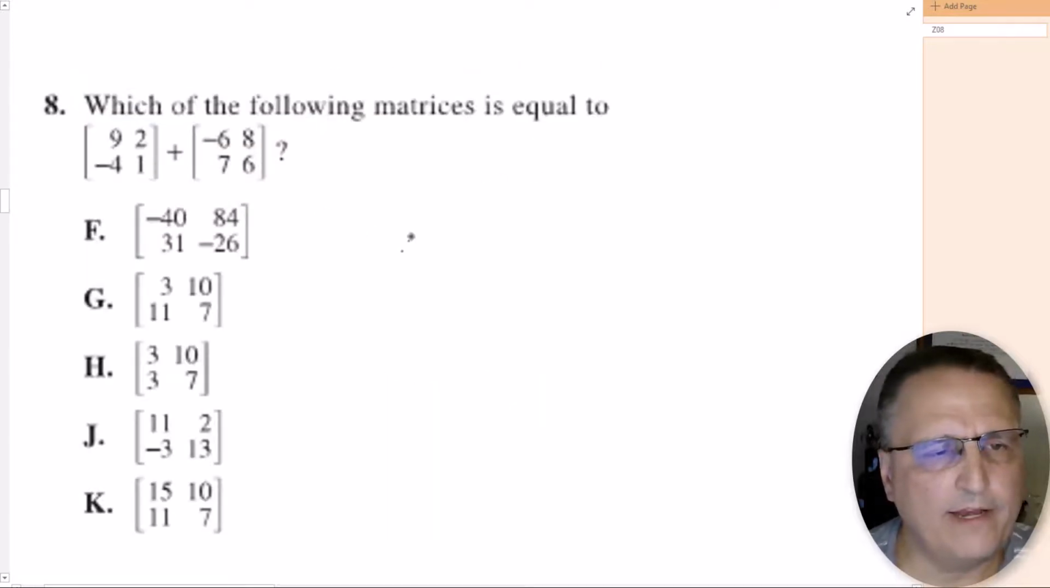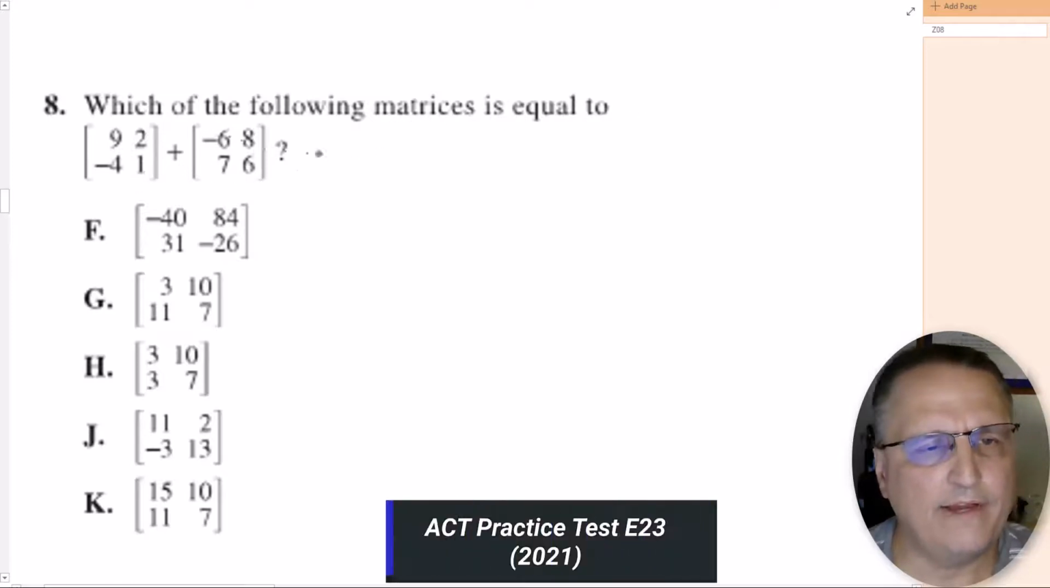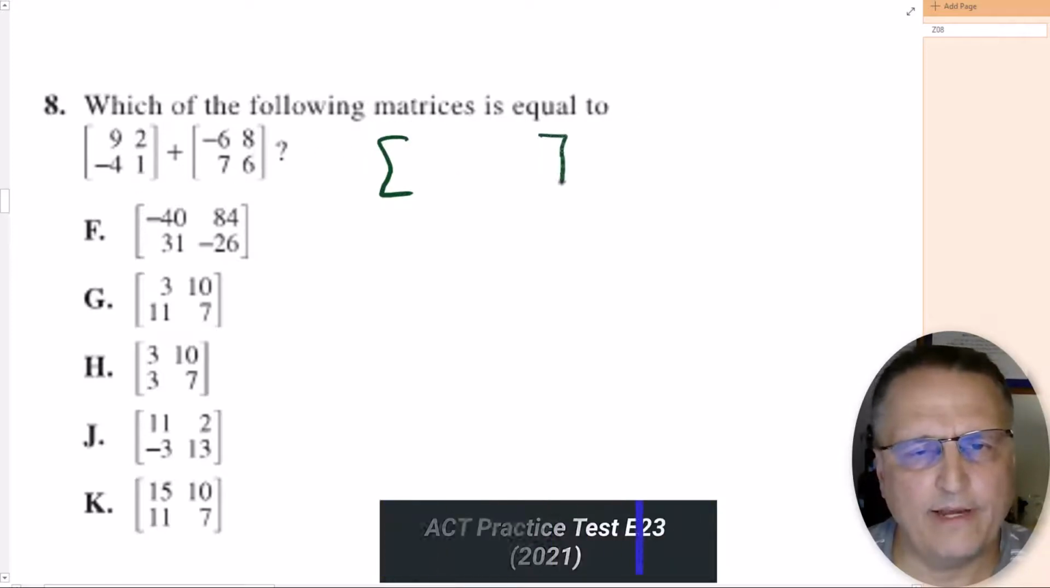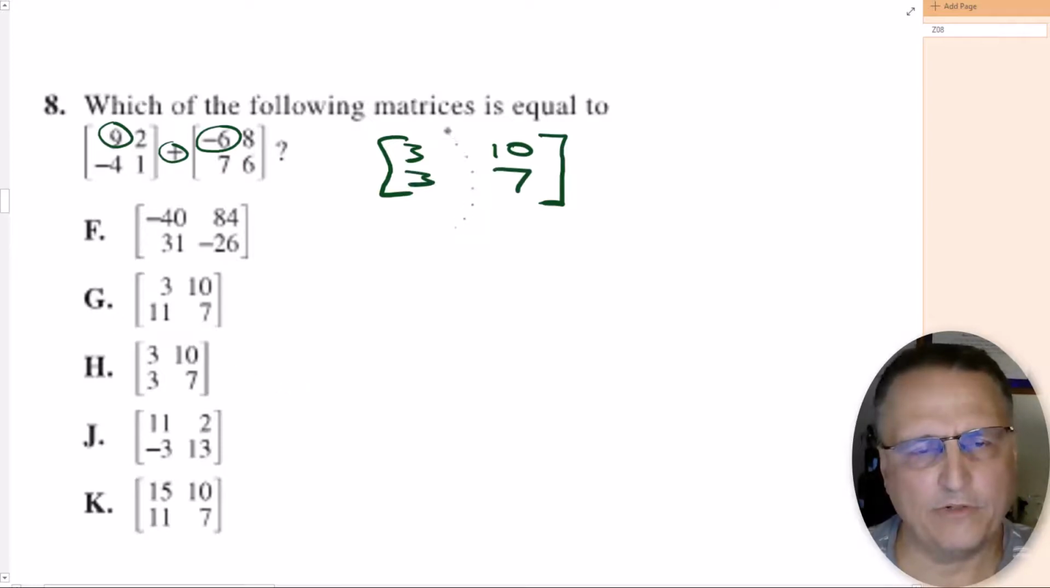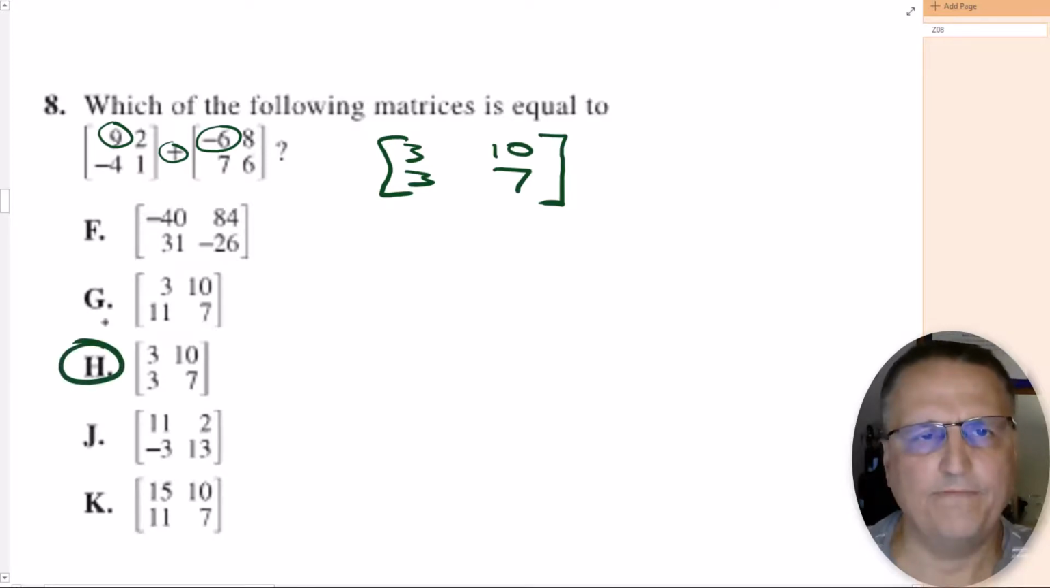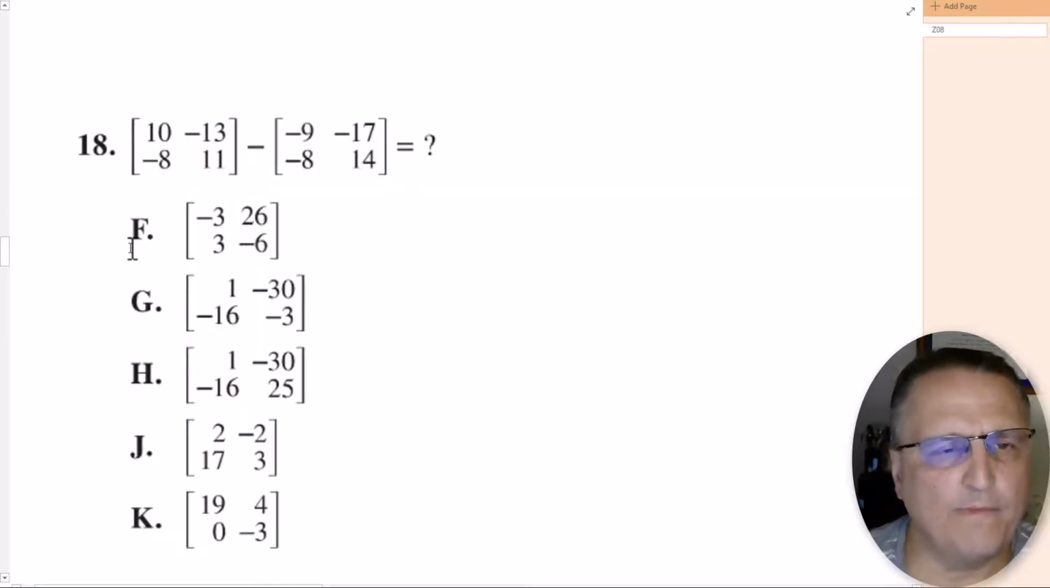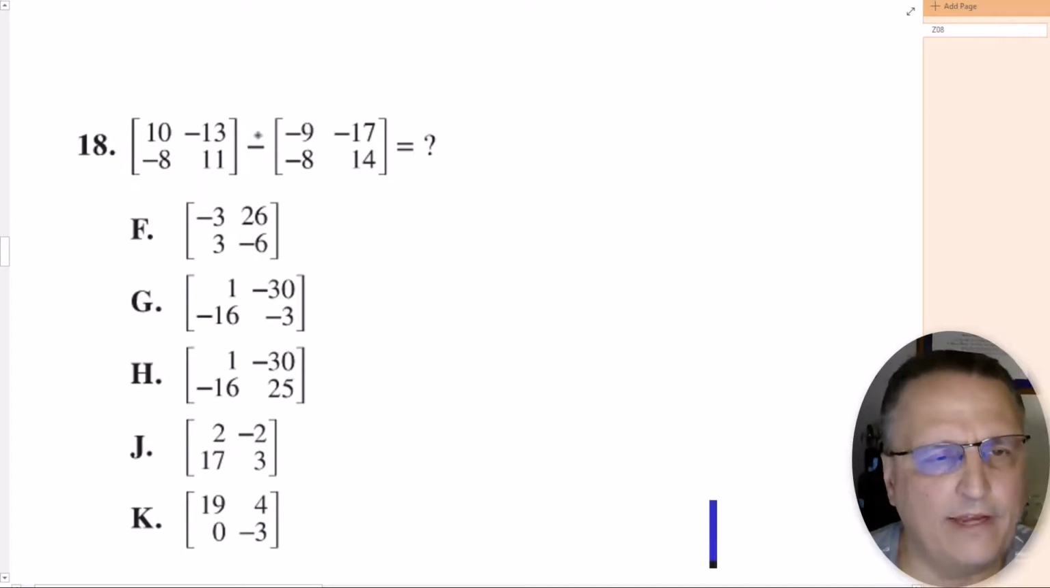In this problem, again, I'm adding 2 matrices together. It says which of the following matrices is equal to, and then I would just simply build a matrix that is going to consist of the addition of the corresponding elements. 9 plus negative 6 would be a 3, 2 plus 8 would be a 10, negative 4 and 7 ends up being a 3, and 1 plus 6 is a 7. So I look for that matrix 3, 10, 3, 7, and here we go. That's our answer, H.